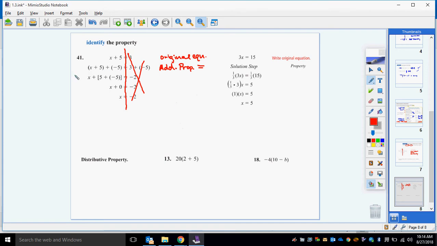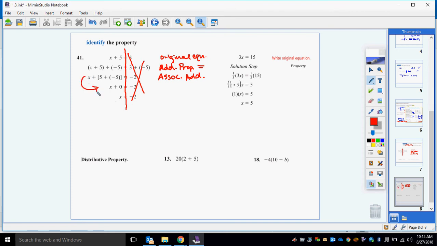How do we get from the second line to the third line? What's different? Well, the x is the same, the 5 is the same, the negative 5 is the same. The grouping has changed, though. There's no longer parentheses around the first two numbers. The parentheses are now around the last two numbers. So moving the parentheses is the associative property. And we're using addition because associative works for multiplication and addition, but this is addition right here.